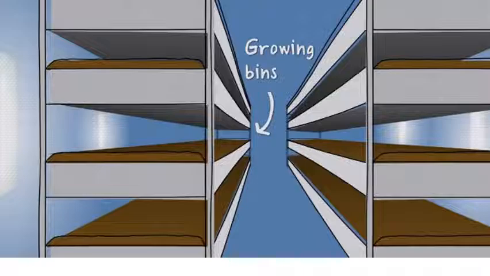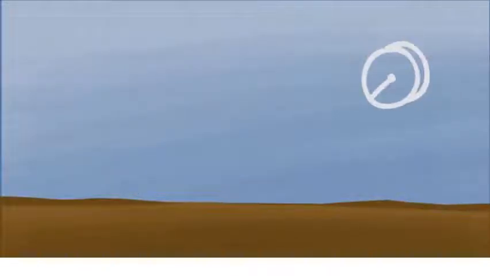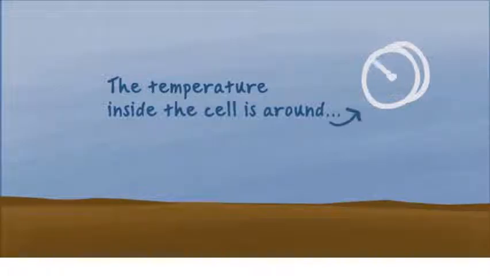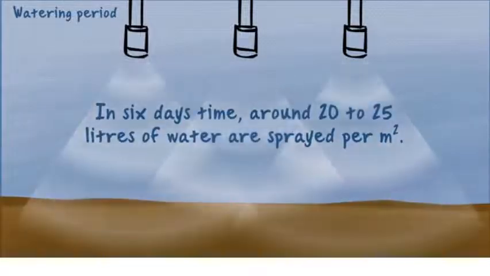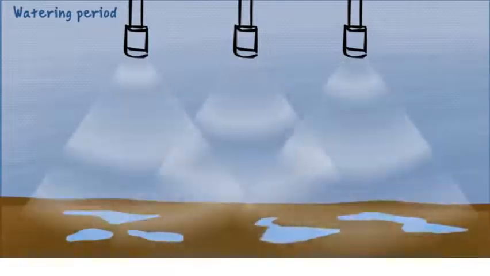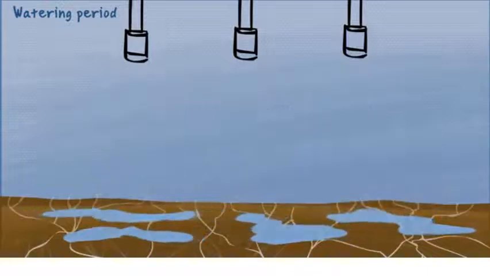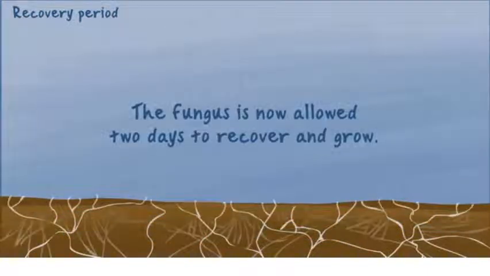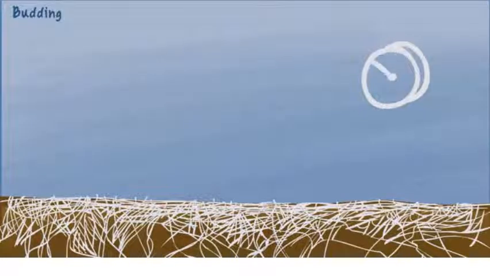You can see in this animation mushrooms growing in growing bins. Here the cover soil can absorb and retain a lot of water. The temperature inside the cell is around 22 to 25 degrees Celsius. In 6 days' time, around 20 to 25 liters of water are sprayed per square meter. Fungi are already growing in the cover soil during this period. The fungus is now allowed 2 days to recover and grow.